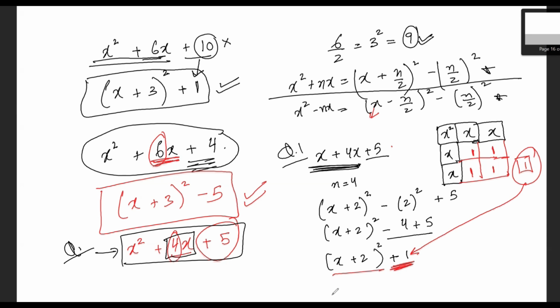So which method do you find useful? The box method or the formula one? I prefer the formula one. Okay, yes, you use the formula one, okay? The diagram is just for understanding what we are doing, how the completing square is actually working, okay? That's why I show you the diagram. Otherwise, no need to make a diagram.